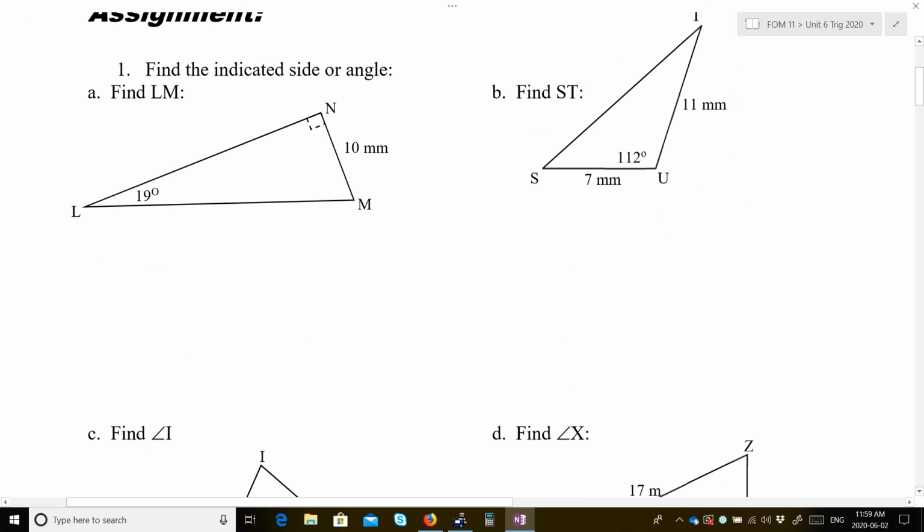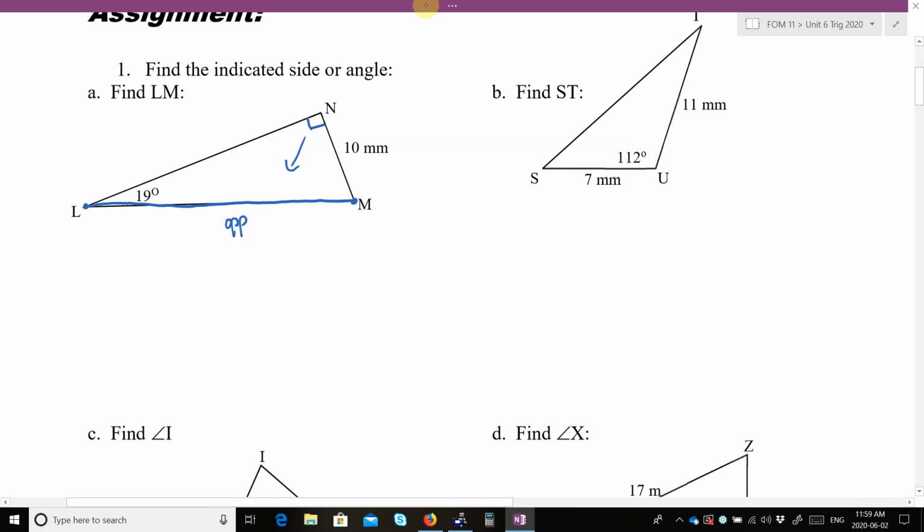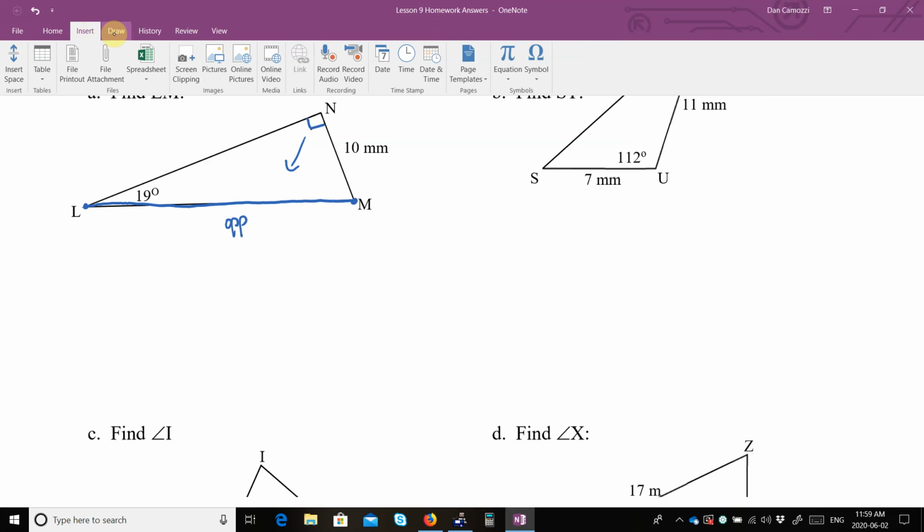Number 1, find the indicated side or angle. In A, it wants us to find LM, which is this side right here. I ask myself, do I have a 90-degree triangle or not? They are showing a 90-degree triangle, so I'm thinking to myself, either Pythagoras or SOHCAHTOA. You can only use Pythagoras if you know two of the three sides, and we only know one side. So this is SOHCAHTOA. I want to get this LM, which is across from the 90. Across from the 90 is the hypotenuse.